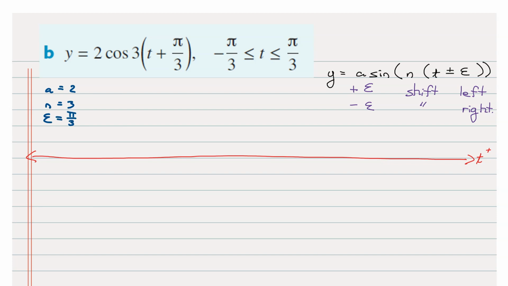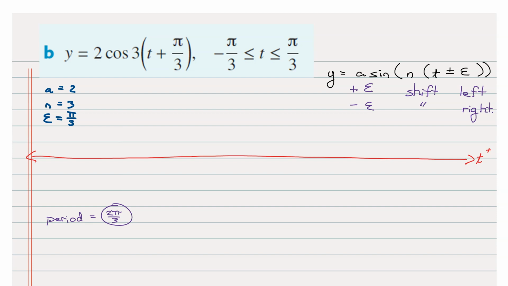Alright, so the first thing I'm going to do with solving this question is figure out what the period is in this case. The period is equal to 2 pi divided by n, which is 3 in this case. So notice we're going to get a period of 2 pi over 3.